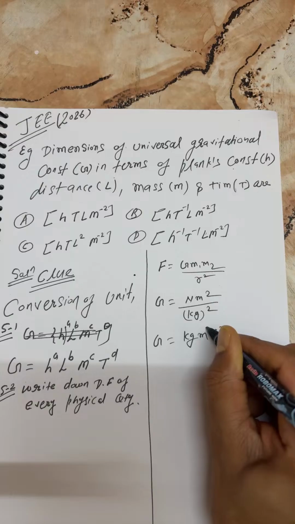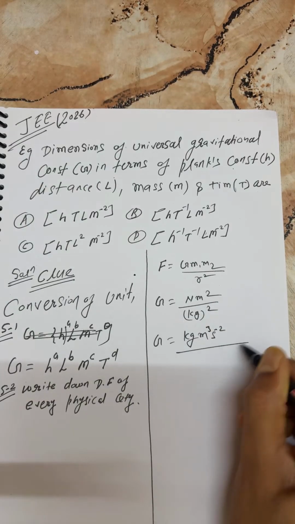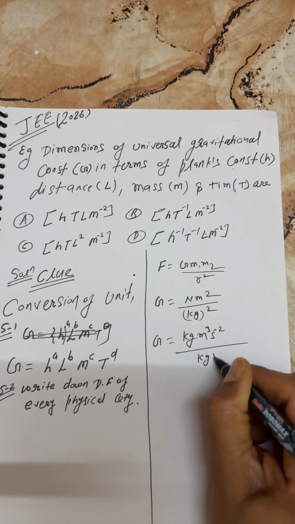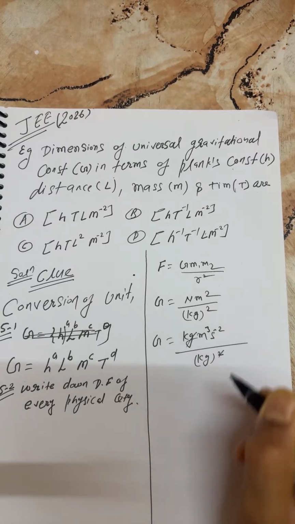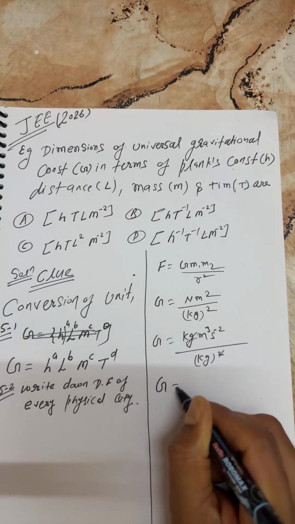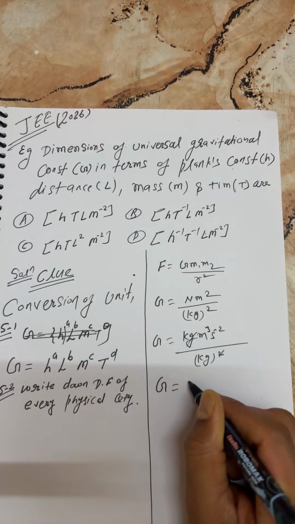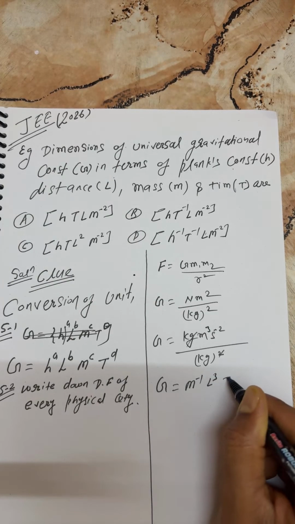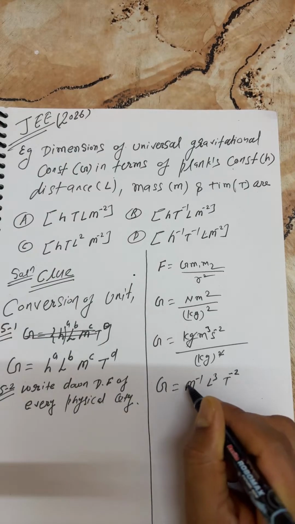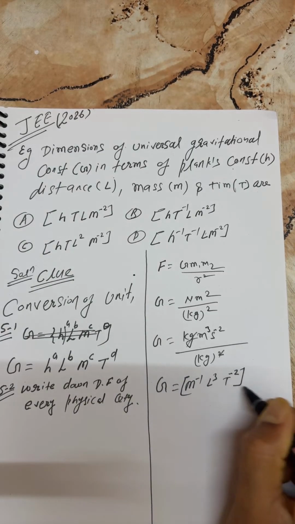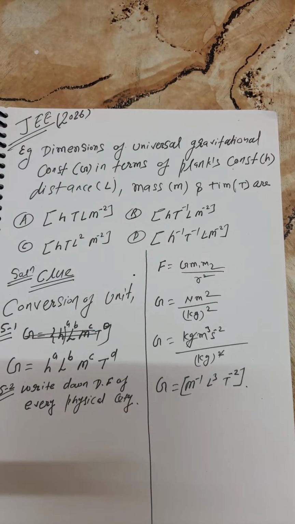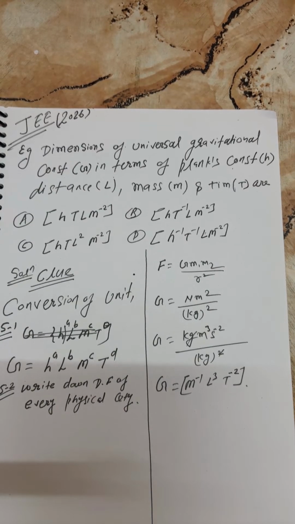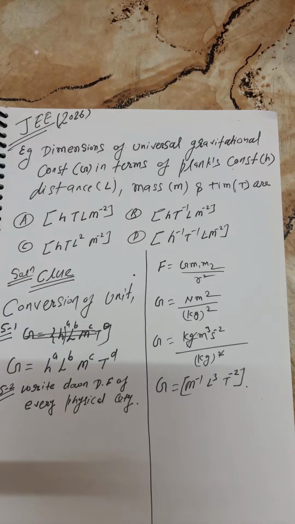And this is meter cube here because meter square is there, divided by kilogram square. So G you can write as M to the power minus 1, L to the power 3, and T to the power minus 2. That is G.